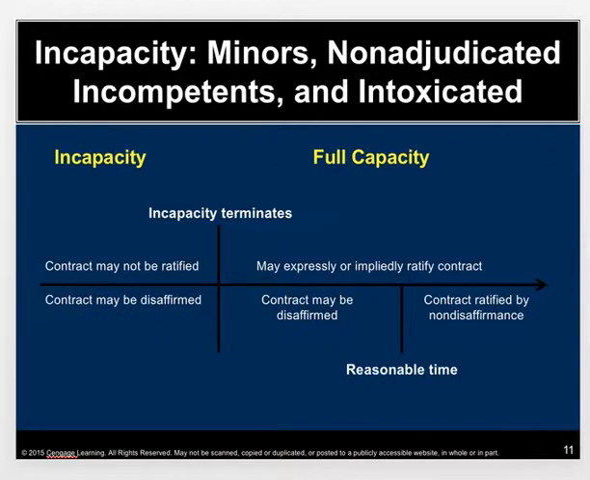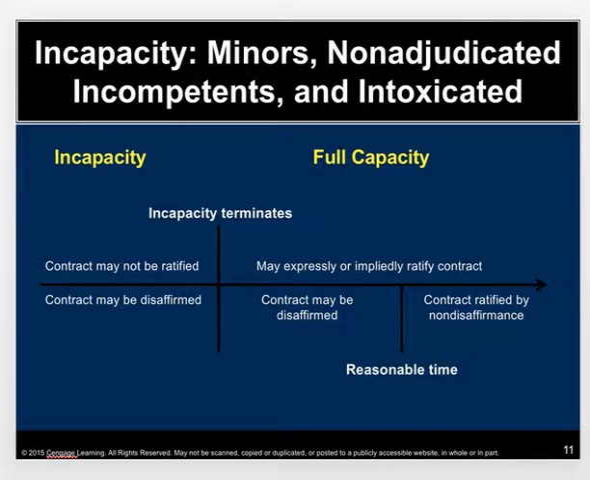The last slide that I'm going to show you here is actually in your book, but it talks about, really, it's a scale when we're talking about incapacity. So again, we're talking about minors, we're talking about non-adjudicated incompetence, and also those that are intoxicated. So in certain circumstances, incapacity does not last forever. And that's very much true with intoxication. There's going to come a point that even though you may be intoxicated now, and even though you may not have contractual capacity now, later, once you recover, then you will regain that contractual capacity. So in other words, the incapacity terminates. And that's what this slide talks about.